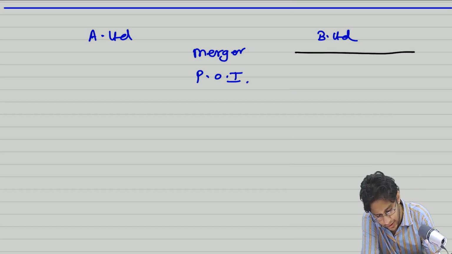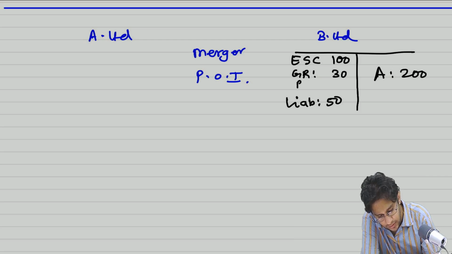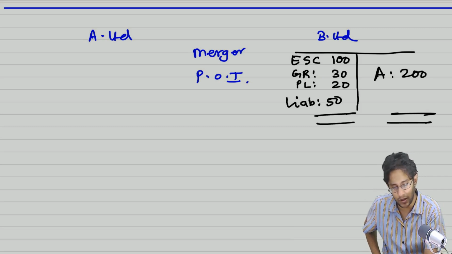suppose this B Limited balance sheet is there. They are having assets of 200, liabilities of 50, equity share capital of 100, general reserve of 30, and P&L account surplus of 20. This is the balance sheet of B Limited.